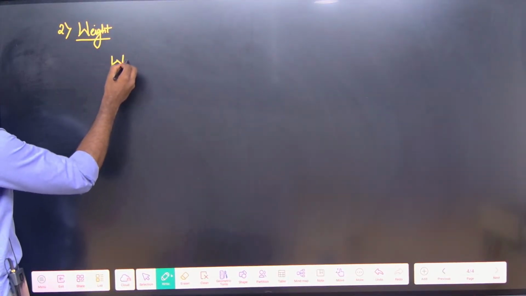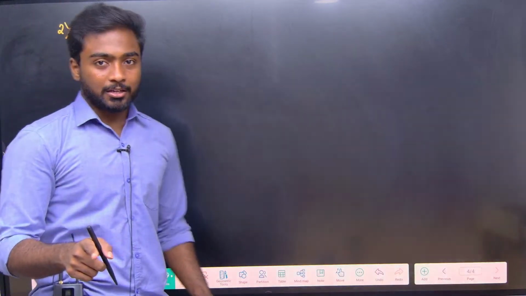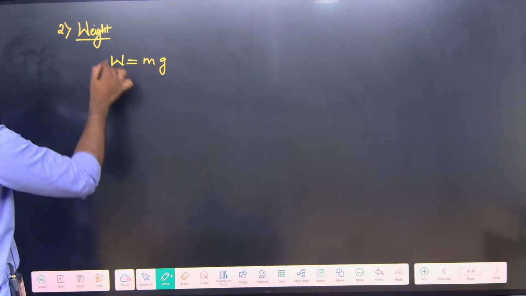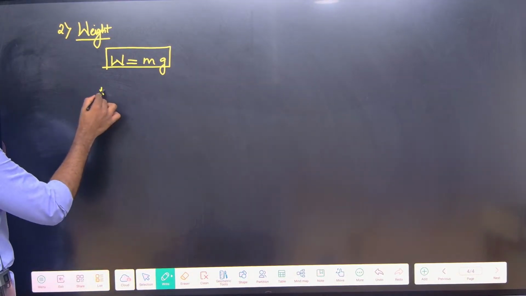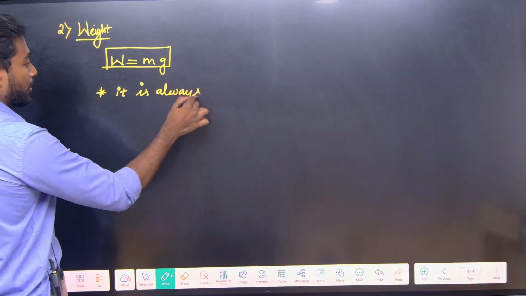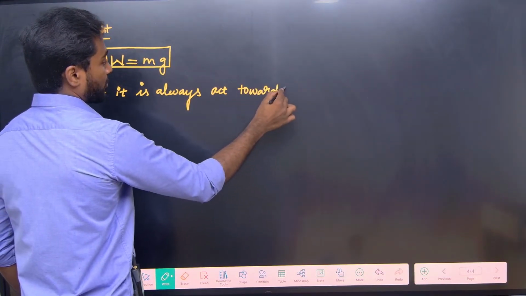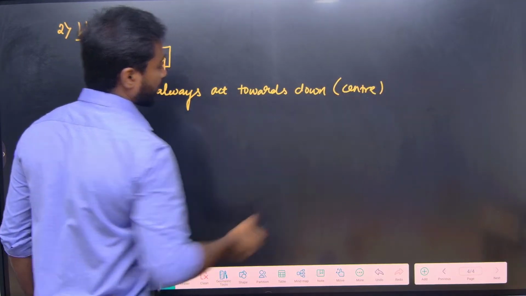Okay, now the weight, first I will tell you the formula for the weight. It is due to gravity. Gravity is a kind of acceleration, so force is nothing but mass into acceleration. So here, mass into gravity. This is the basic formula, and it always acts towards down, that is, towards the center.